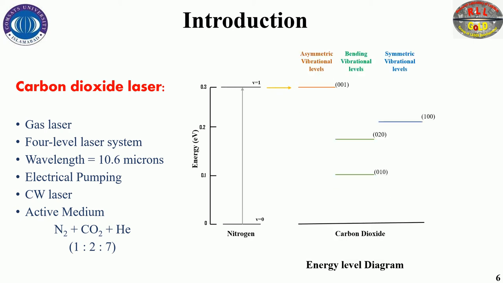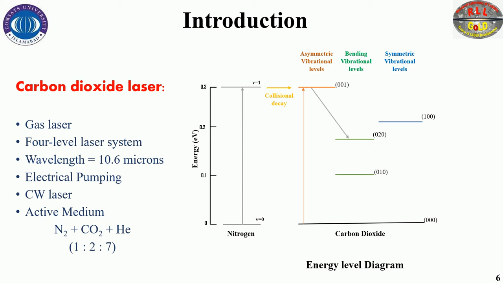Then nitrogen collides with the carbon dioxide molecule and transfers the energy to the asymmetric vibrational level of the carbon dioxide molecule, and the population in the ground level of the carbon dioxide molecule is excited to the upper vibrational level. Hence, population inversion is created between the asymmetric vibrational level and the lower lasing level.